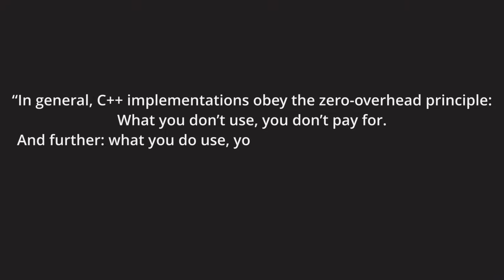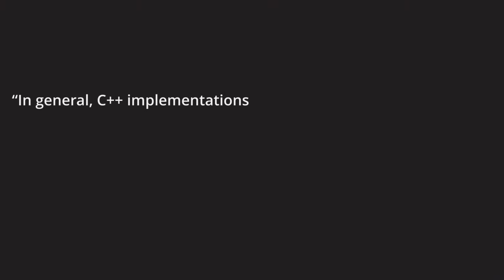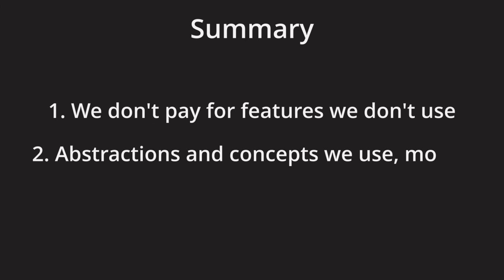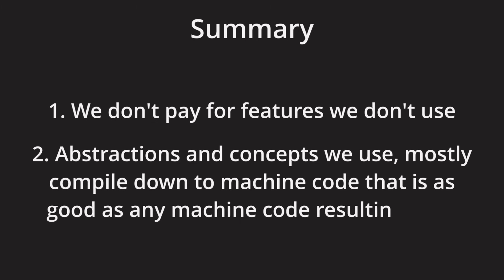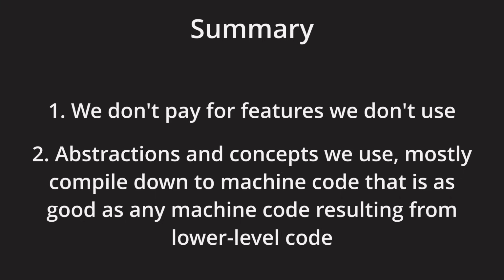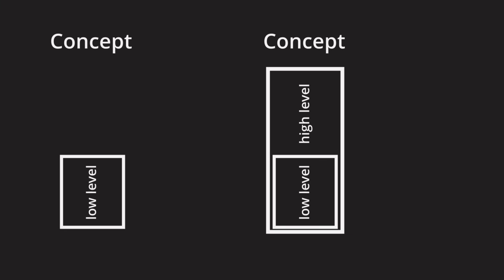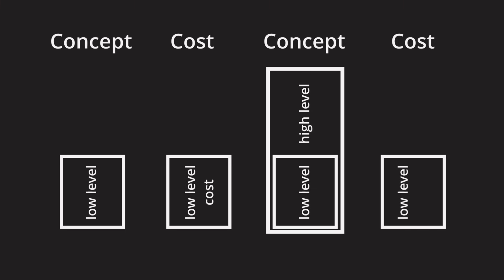If we now want to summarize what zero-cost abstractions are, especially in Rust, we can do it the following way. First, we don't pay for features we don't use, and second, the abstractions and concepts we use will mostly compile down to machine code that is as good as machine code that was compiled from lower-level code, including highly optimized code we've written ourselves. Overall, this means that we have higher-level concepts at hand that have the same runtime characteristics as lower-level concepts, without any overhead, which in return allows us to write more maintainable code without having to worry about performance implications.